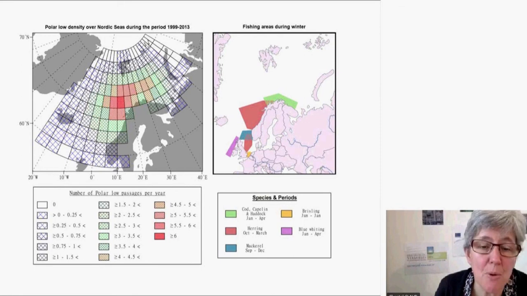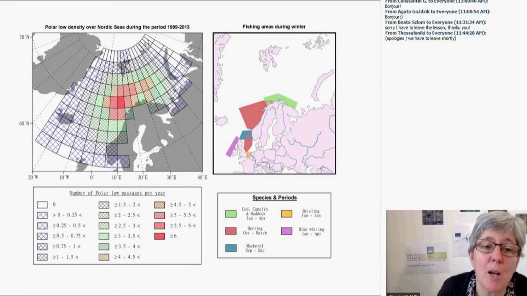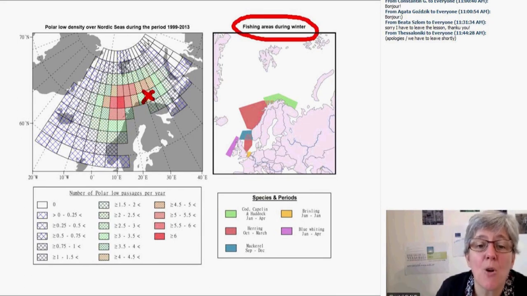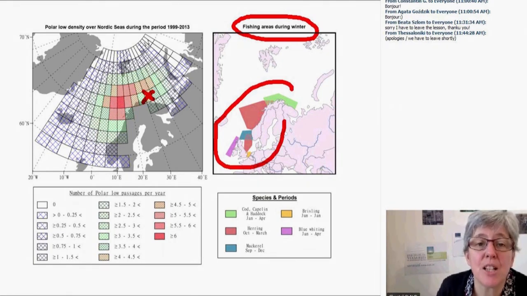And why is it so important? This is because the areas where polar lows form are also fishing areas. Here you have the same kind of figure as the one I showed before, this one to the left. And on this plot you have the fishing areas during winter, and you see that typically we have fishing activity where polar lows develop. So it's pretty important to know if this can be dangerous or not to go fishing.